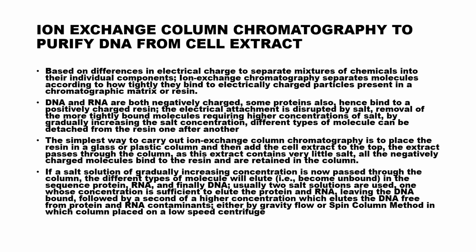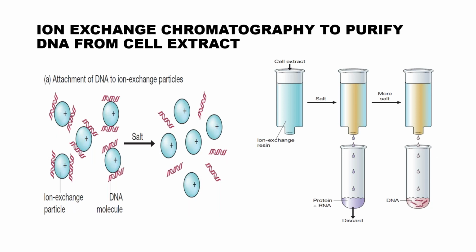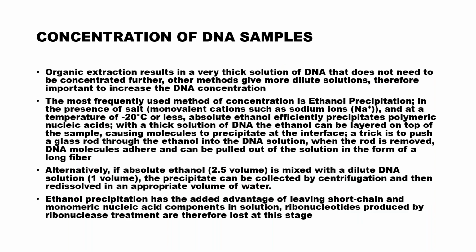First we will remove protein, followed by RNA. Finally, we will elute out DNA, and we will purify it, and we will use it for our cloning experiments. Fine. So this is the picture for ion exchange chromatography. We already explained it in the last class. Then, how we are concentrating DNA samples, that was what we have.